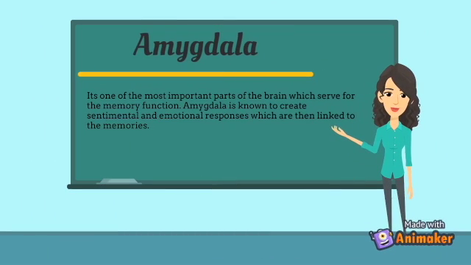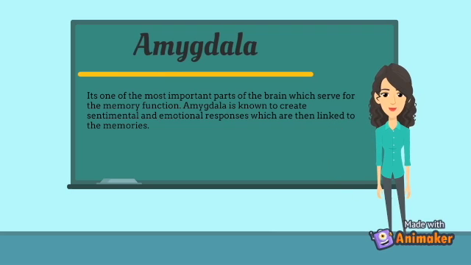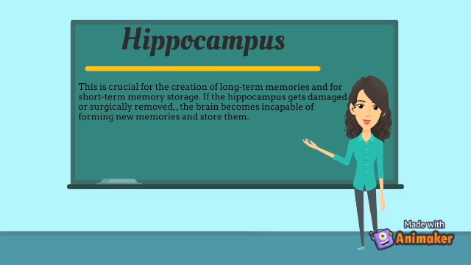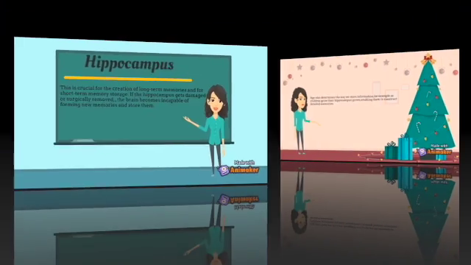The amygdala. It's one of the most important parts of the brain which serve for the memory function. The amygdala is also known to create sentimental and emotional responses, which are then linked to the memories. The hippocampus. The hippocampus is crucial for the creation of long-term memories and for short-term memory storage. If the hippocampus gets damaged or surgically removed, the brain becomes incapable of forming new memories and storing them.